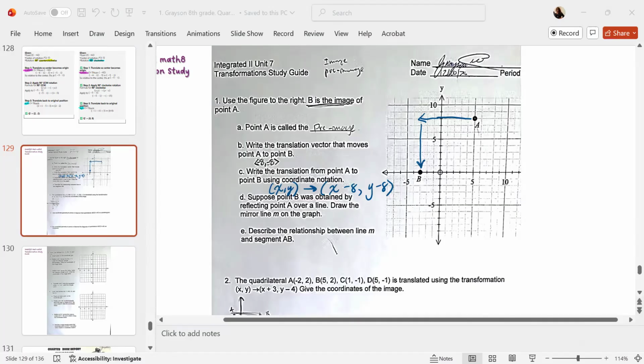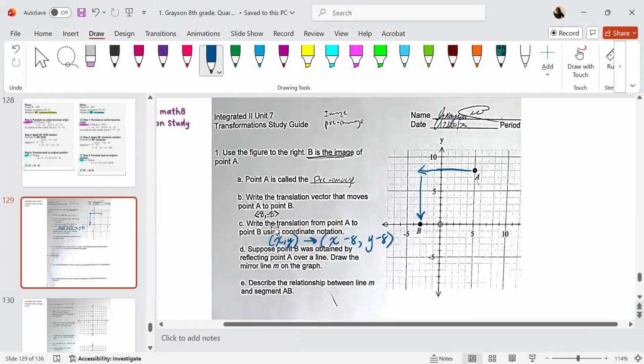Okay. So I'm going to do Control F1. Control F1. There we go.